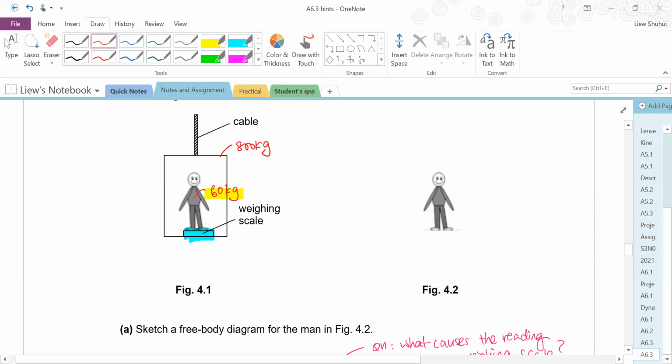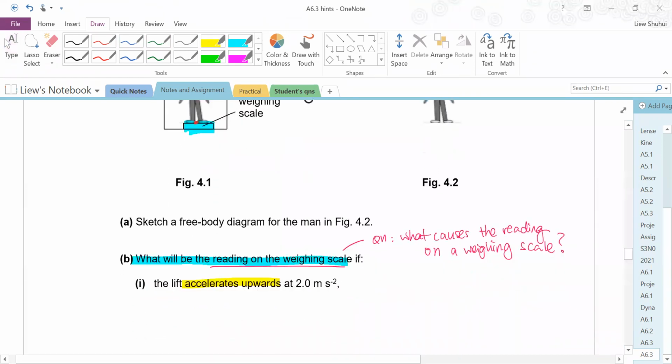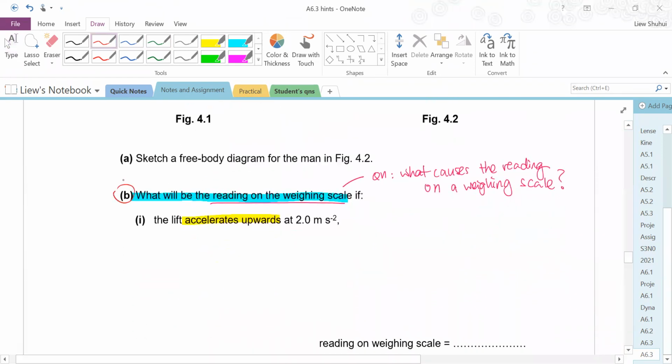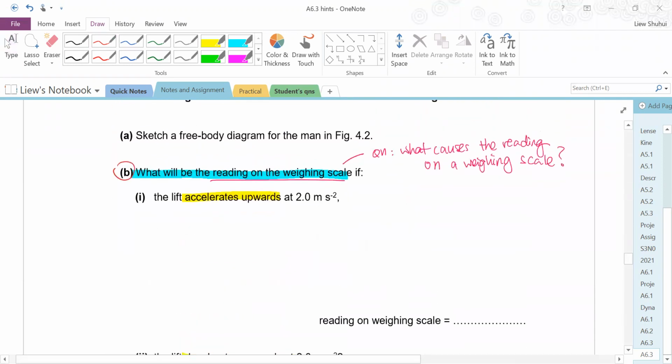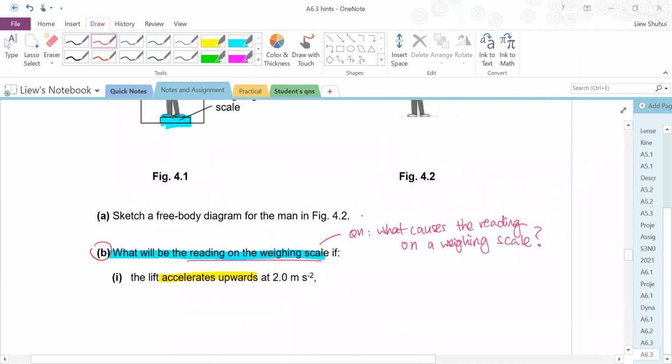So which direction would it be? Remember, normal contact force is always drawn from the contact surface and then away from the contact surface. B. What will be the reading on the weighing scale if the lift accelerates upwards, if the lift decelerates upwards? First we need to answer one question.